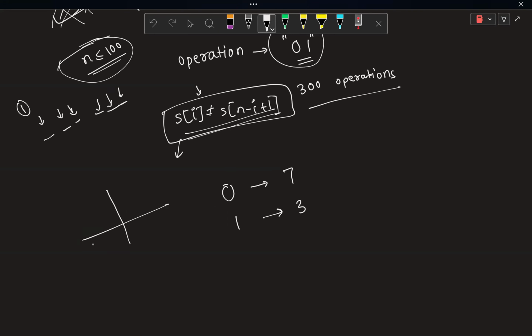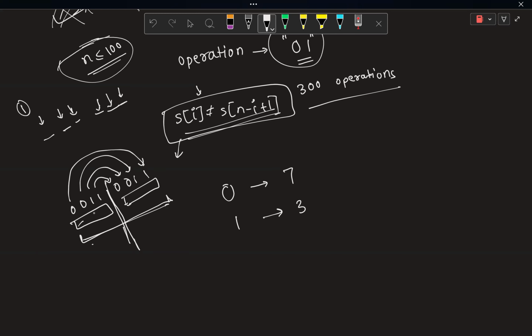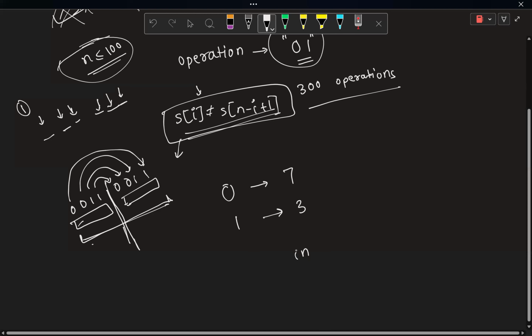Because if you take this as your string, and this line divides the string into two equal parts, then whatever string you have here, let's say 0011, on the other part you should have it flipped and in the reverse order. So for 1 it would become 0, for 1 it would become 0, for 0 it would become 1, and for 0 it would become 1. Now it explicitly means that if a string is good, the count of 0 should be equal to the count of 1. This is the first observation.